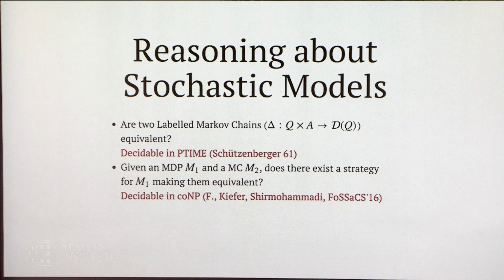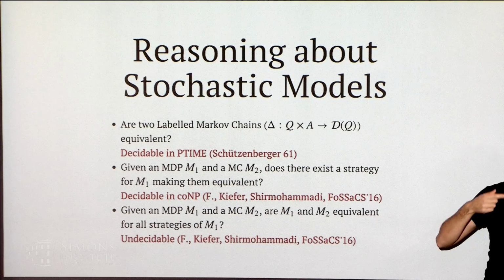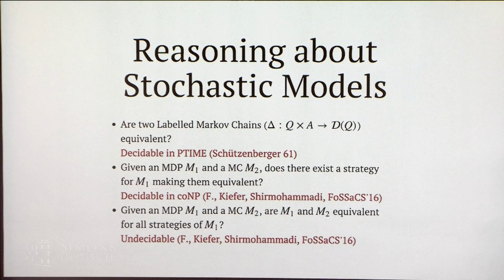And well, we proved that this problem is decidable in CoNP. And surprisingly, you can ask almost the same question, but saying not for some strategy, but for all strategies. So I give you an MDP M1 and a Markov chain M2, and I'm asking, is it true that no matter what strategies I take for the MDP, it will be equivalent to this Markov chain? And this turns out to be undecidable.